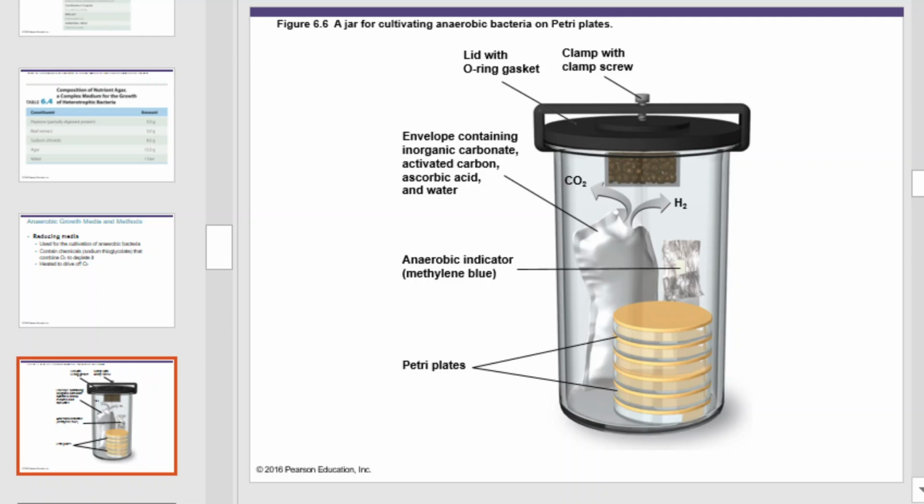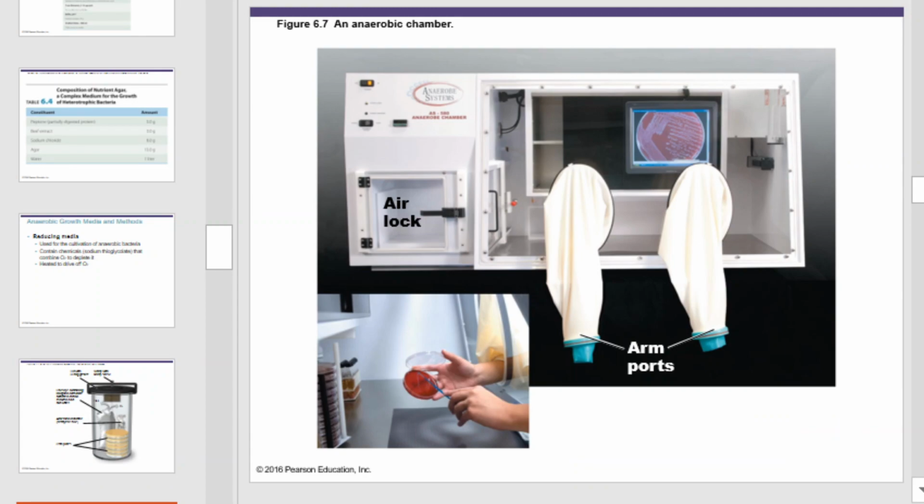anaerobic growth jar where we'll actually use envelopes containing carbonate, activated carbon, ascorbic acid, and water to produce carbon dioxide and create an anaerobic environment for our microbes. Anaerobic environments can also be maintained through hoods such as this.